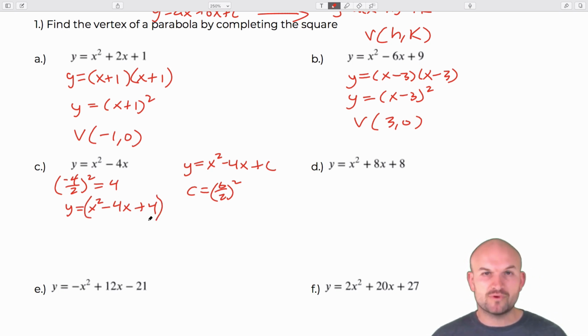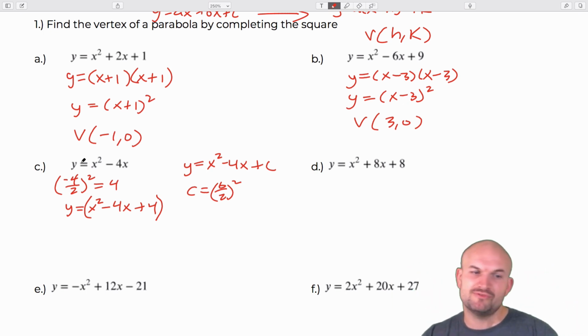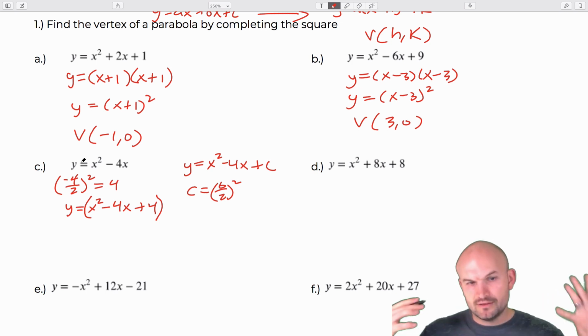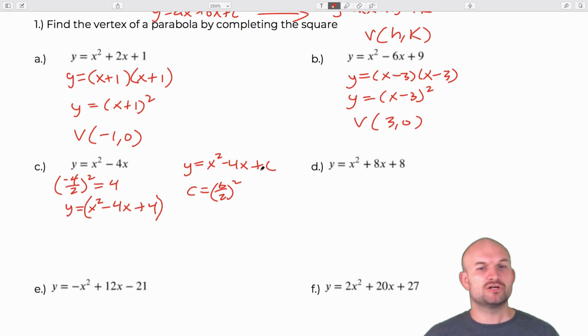So I'm going to put these in parentheses because that is my perfect square trinomial, because what two numbers multiply to give you 4, add to give you -4? That's -2 and -2. However, beware, you just can't randomly add some number to an equation and say it's all good. If you're going to add 4, then you also have to make sure that you subtract 4, right?